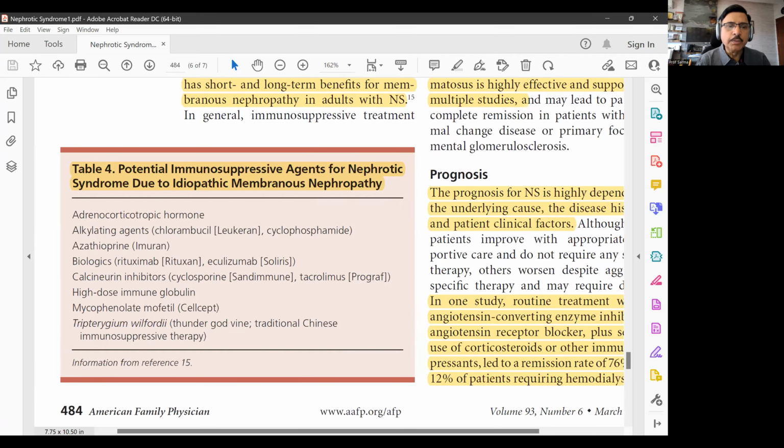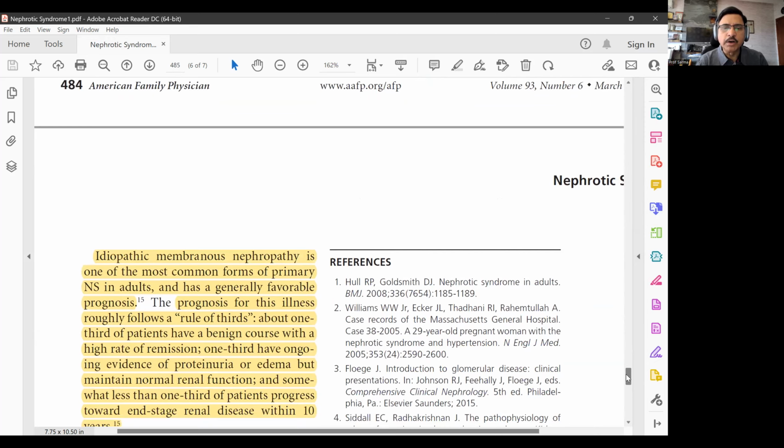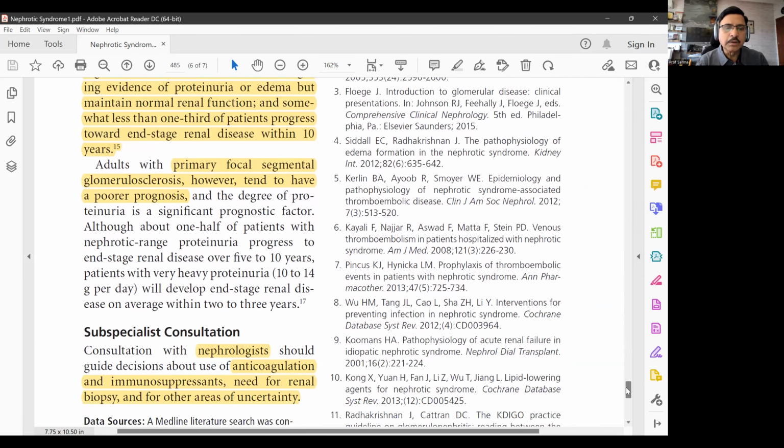What are the potential immunosuppressive agents I can give? ACTH, alkylating agents like chlorambucil, Leukeran, or cyclophosphamide, azathioprine, Imuran, biologicals like rituximab or eculizumab, calcineurin inhibitors like cyclosporin or tacrolimus, high-dose immunoglobulins, and then mycophenolate mofetil, CellCept it is called. Or sometimes you can use Thunder God Vine in traditional Chinese immunosuppressive therapy also. These are the various immunosuppressive therapies available. Most important being corticosteroid; if not responsive, calcineurin inhibitor, or MMF, or cyclophosphamide.